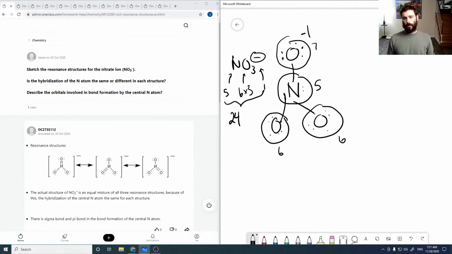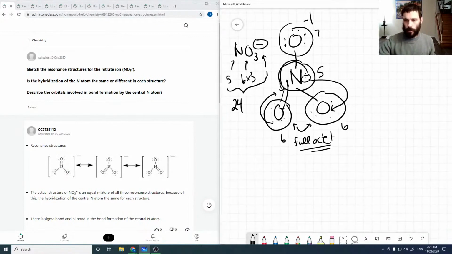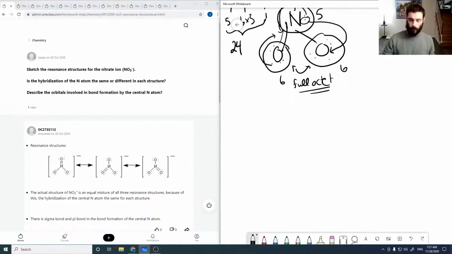But these oxygens don't have a full octet, so they're not very happy. We can give them a full octet by taking away one of these electrons on nitrogen and popping it over here, and then taking this electron and this one and forming another bond. And so then we would be able to complete all of our octets. So drawing this now in less of a hand-waving way.